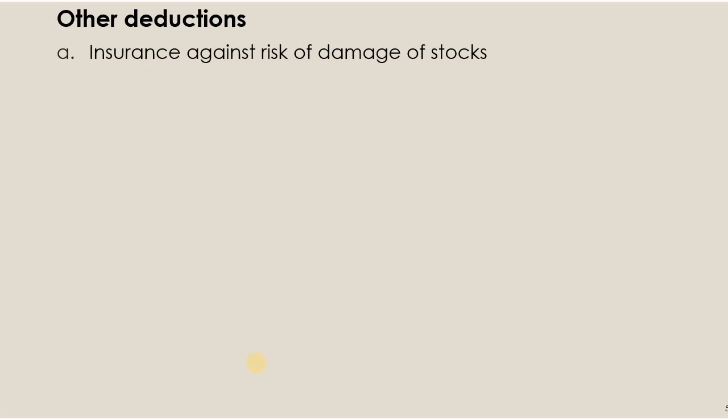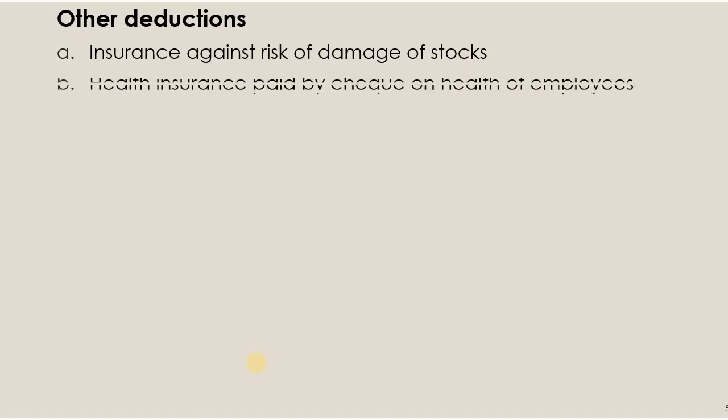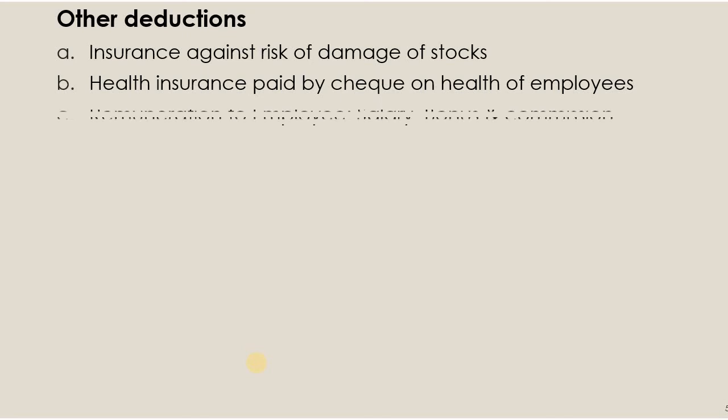Insurance against risk of damage of stocks. If the business organization has taken insurance with the risk in mind that there may be damage to the stocks, that insurance premium can be claimed as a deduction. Then health insurance paid on the health of the employees. The health of the employees is very important to the organization. If the organization takes any health insurance on the health of the employees, then that also can be deducted.